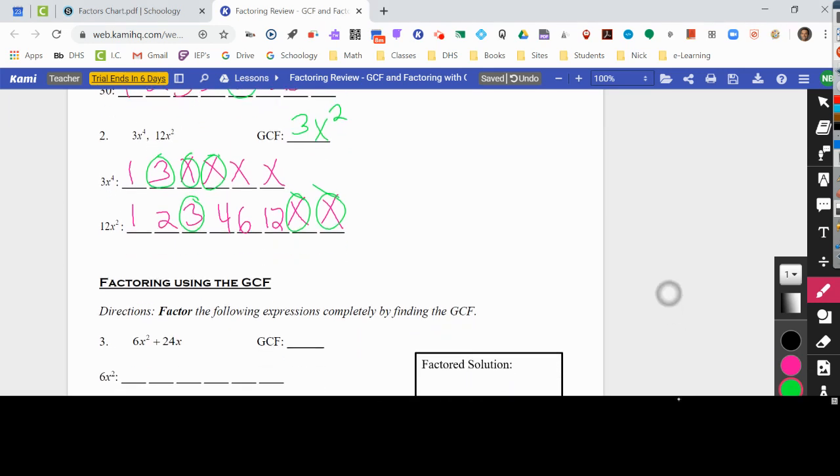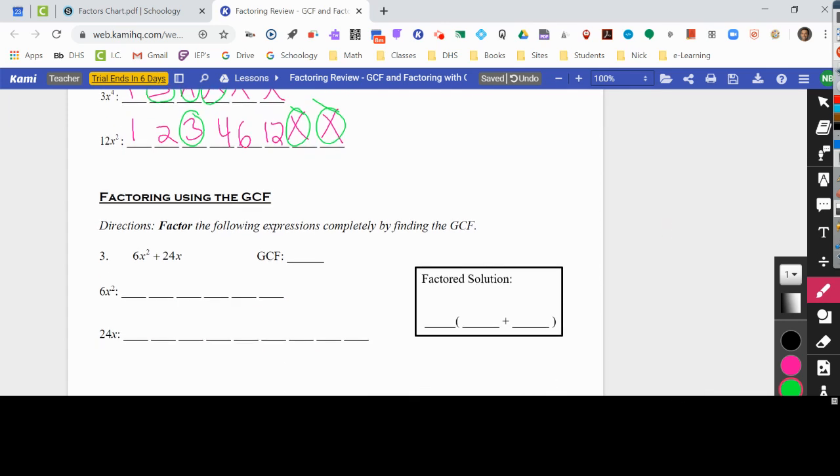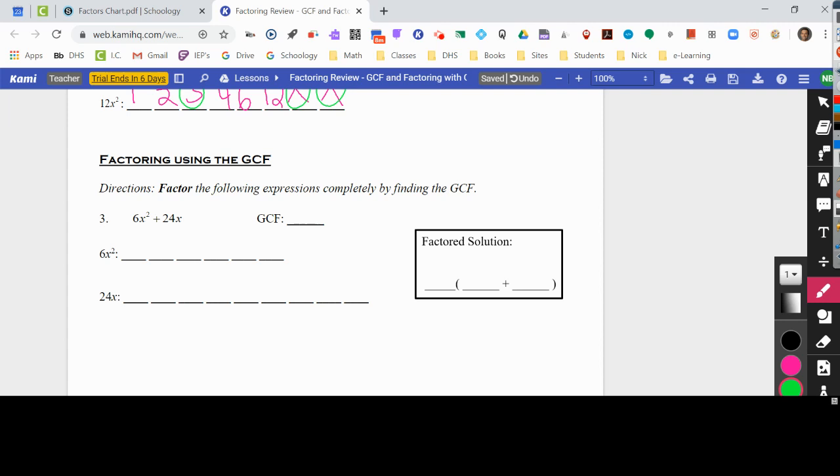These next couple problems are going to start out the same way, by finding that GCF, but now we're actually going to have to finish off the problem and factor it and get a factored solution. I'm going to have to break down this expression now into parts. My first expression I'm going to break down is 6x squared plus 24x. I'm going to start the same way: x and an x, 1 times 6, and 2 times 3.